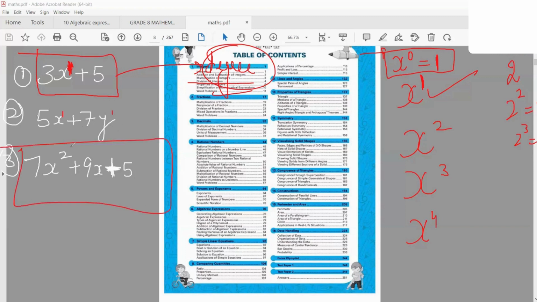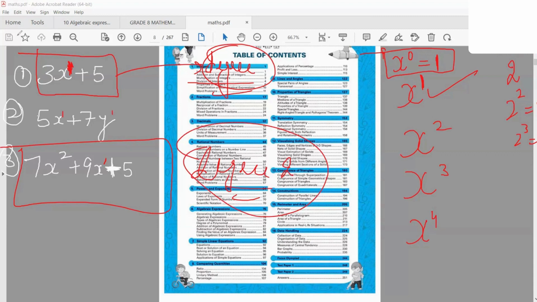Next. What is the coefficient of x squared over here? It would be 7. And what is the degree of this expression? 2. Yes, it is 2. Why? Because degree is the maximum power of a variable, and the maximum over here is 2. So the degree would be 2 here.